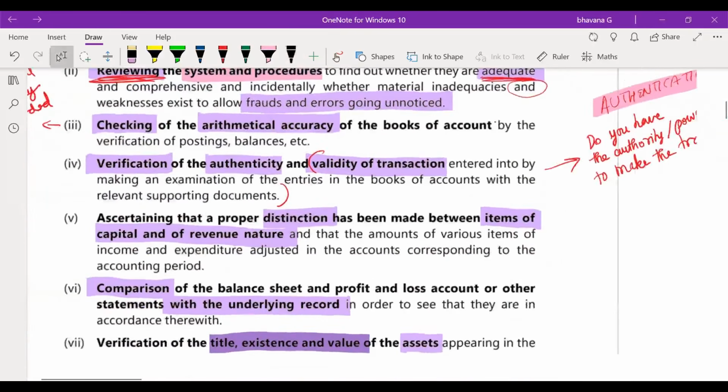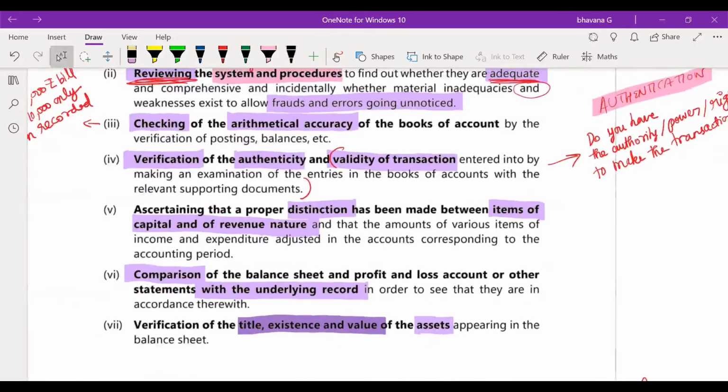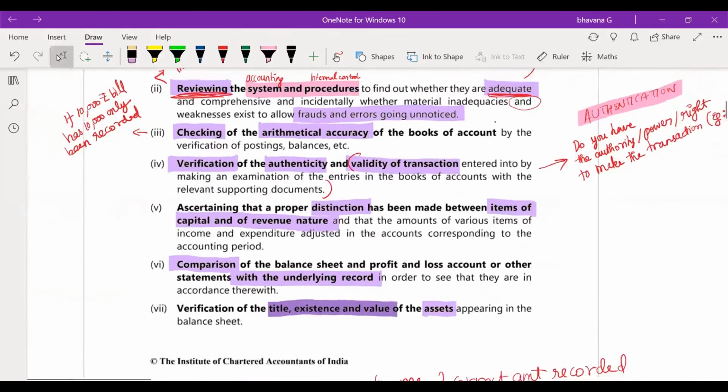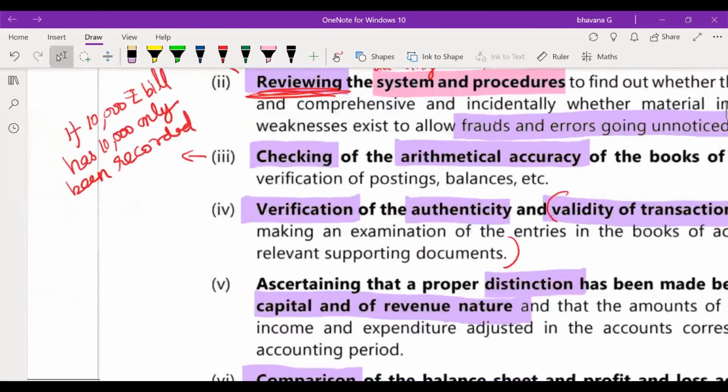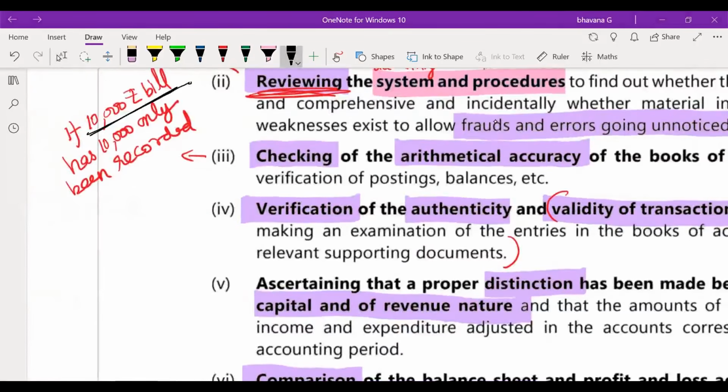In the third point, they tell you that you have to check the arithmetical accuracy also. So what the auditor has to check is, if there is a 10,000 rupees bill, whether only 10,000 rupees have been recorded, or is it recorded as 11,000, or as 9,000. Whatever the bill amount is, you have to check whether the correct numbers have been recorded arithmetically.